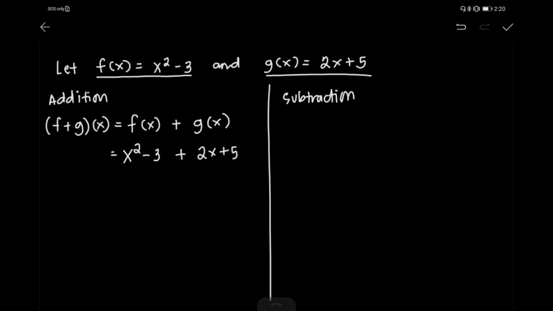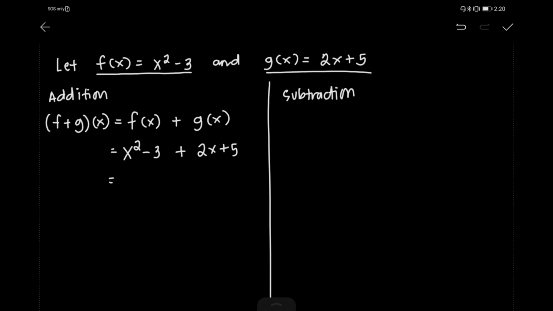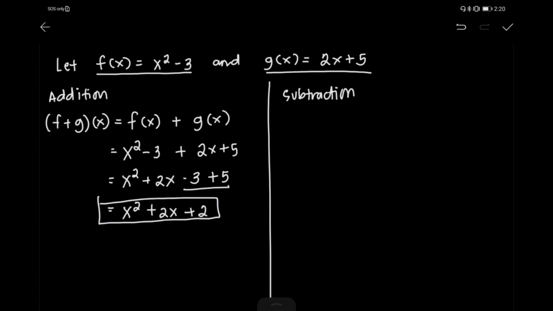In this case, we're going to combine like terms. Since we don't have like terms to combine, we have to arrange our exponents from highest to lowest. So we have x squared, followed by 2x, and our constants negative 3 plus 5. Then operate the constants and bring down the rest. So x squared plus 2x, then negative 3 plus 5, which is positive 2. Therefore, this is now the sum of our two given functions.